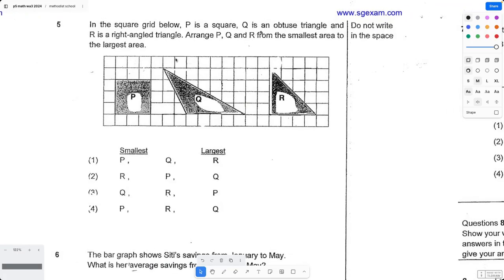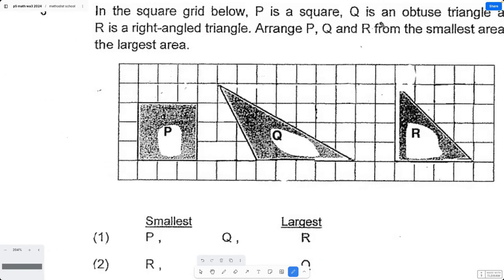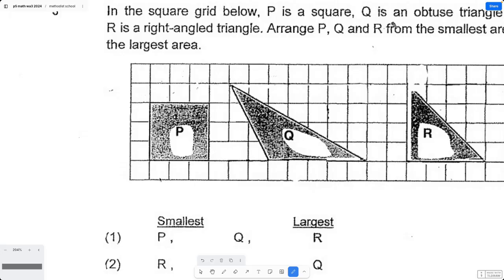All right, so over here it says in the square grid below, P is a square, Q is an obtuse triangle, and R is a right angle triangle. So arrange P, Q, and R from the smallest area to the largest area. Okay, so we have some square grids over here, so we're going to measure the areas.